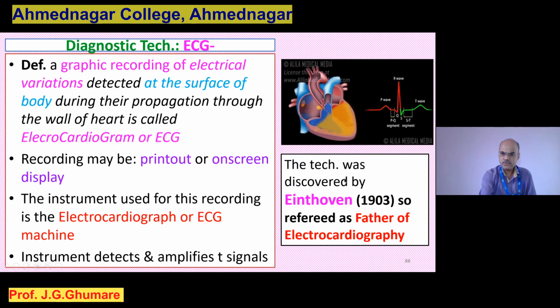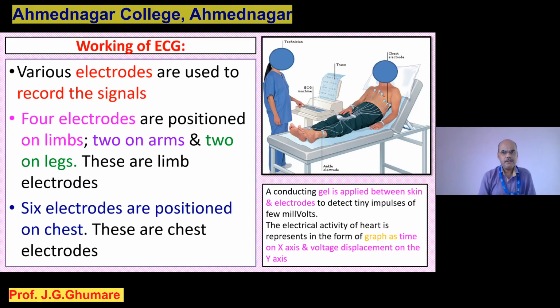Important multiple choice question. The technique was discovered by a doctor named Einthoven somewhere in 1903. He is rightly referred to as the father of electrocardiography. You can make a list of such inventions. Okay. Next topic, and that is working of ECG. A picture that I am showing here, a patient in the hospital. This is the ECG machine. Just now I told you we'll have a difference in the size, maybe large, maybe smaller. And this is the operator or technician who is taking the ECG.